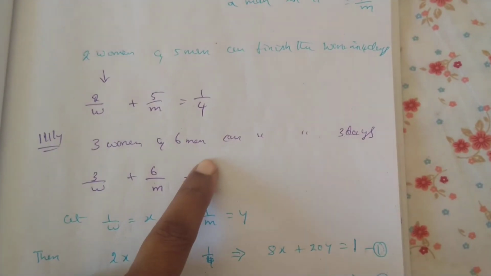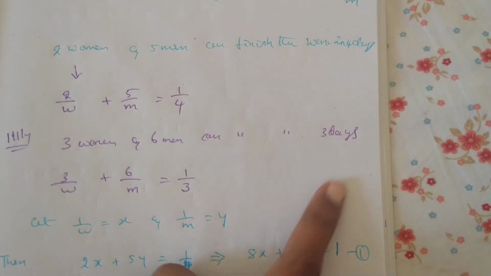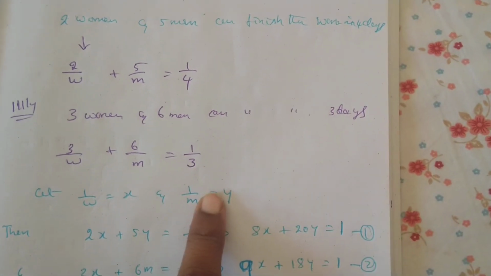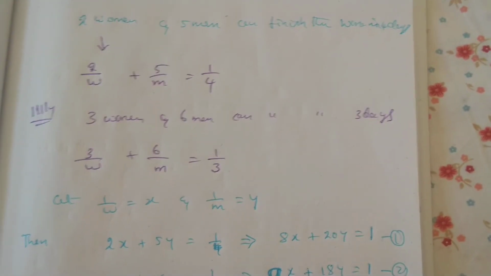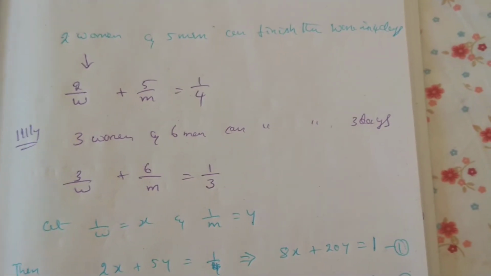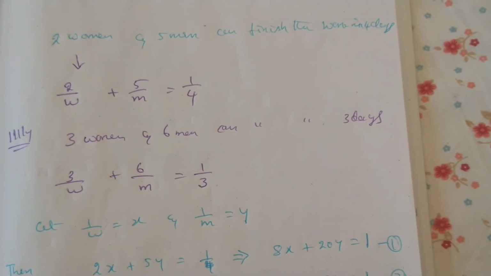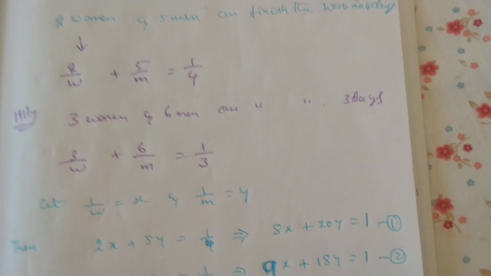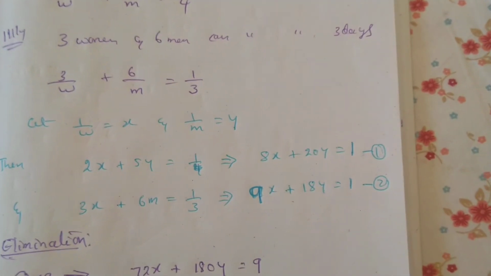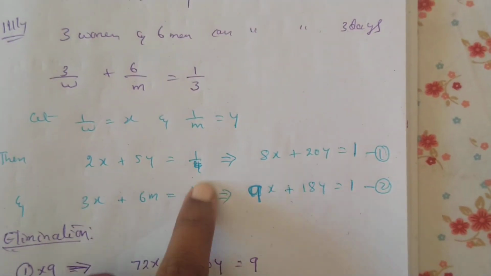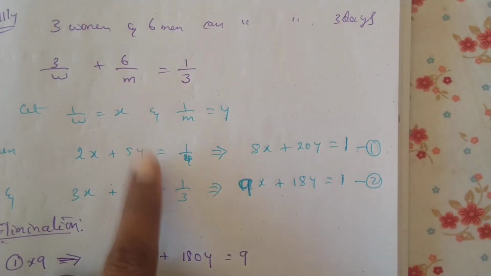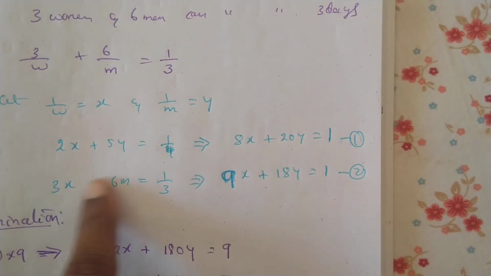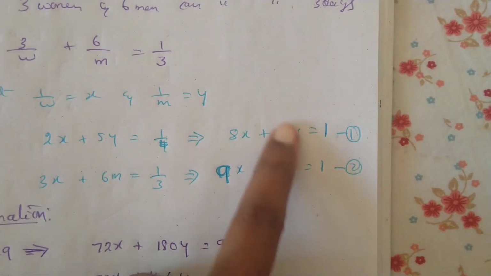Similarly, 3 women and 6 men can finish the work in 3 days. Apply the same concept: 3/W plus 6/M is 1/3. Very easy if you try to remember also, but when you understand, you will enjoy solving such problems. Now again the same thing: 1/W is X and 1/M is equal to Y. So 2X plus 5Y is 1/4. After cross multiplication and further simplification, you will get this equation, and from the second condition you will get the second equation. So you got both the equations.